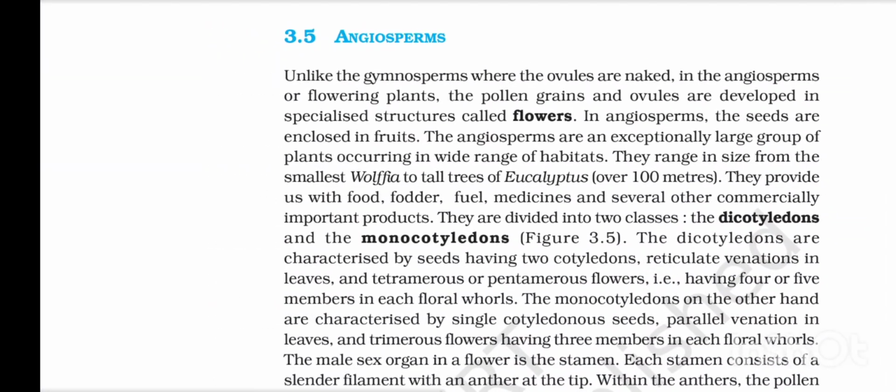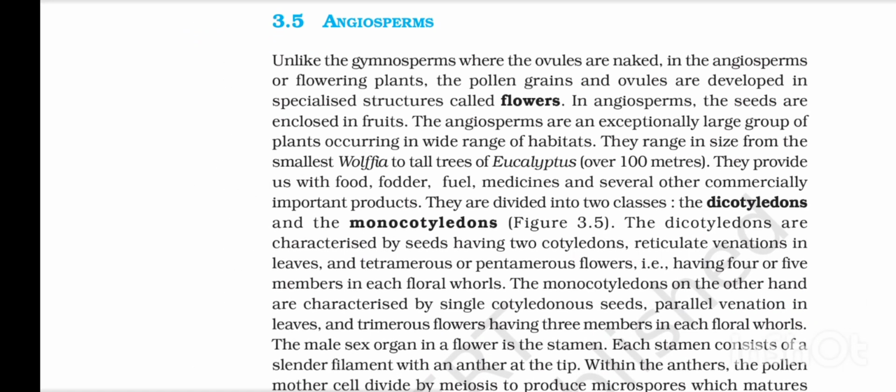3.5 Angiosperms. Unlike the gymnosperms, where the ovules are naked, in the angiosperms or flowering plants, the pollen grains and ovules are developed in special structures called flowers. In angiosperms, the seeds are enclosed in fruits. Angiosperms are an exceptionally large group of plants occurring in a wide range of habitats. They range in size from the small Wolffia to tall trees like Eucalyptus. They provide us food, fodder, fuel, medicine, and several other commercially important products. They are divided into two classes, the dicotyledonous and the monocotyledonous.